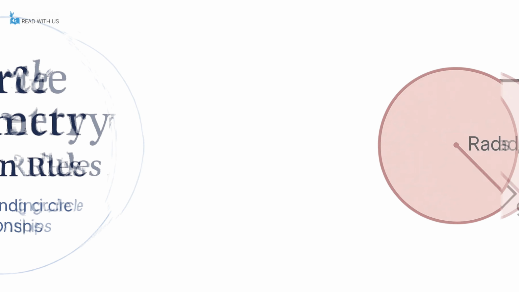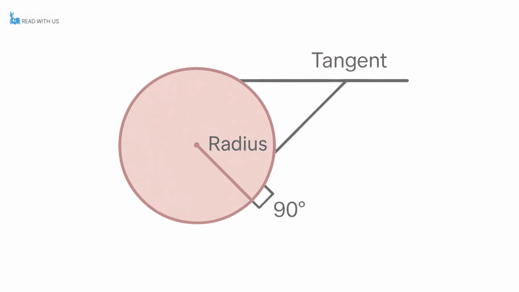Tangents meet the radius at 90 degrees. A tangent is a line that touches a circle at exactly one point. The radius drawn to that point is always perpendicular to the tangent, forming a right angle.